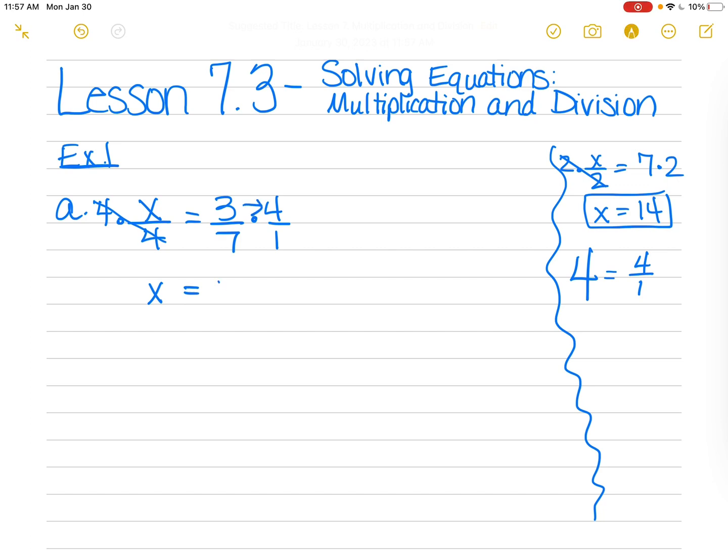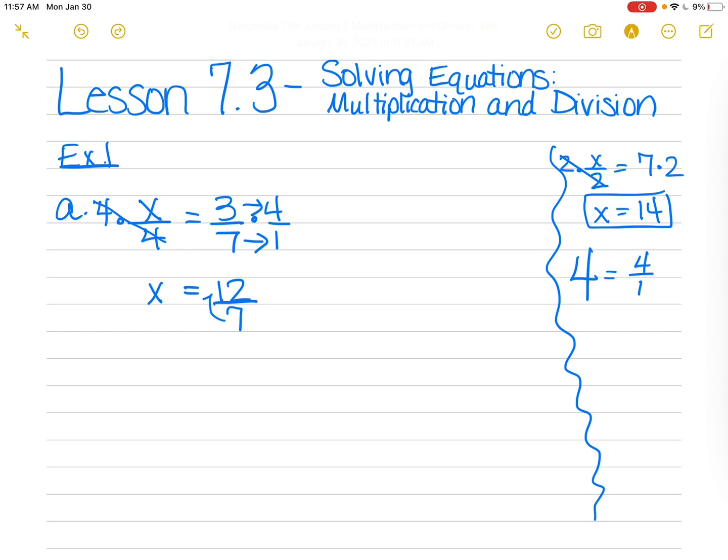So 3 times 4 is 12. You multiply the numerators, then multiply the denominators. 7 times 1 is 7. That ends up as an improper fraction, so I'm going to change it into a mixed number. We've already done this a lot. We have continued to do this, so you should already know how to do this.